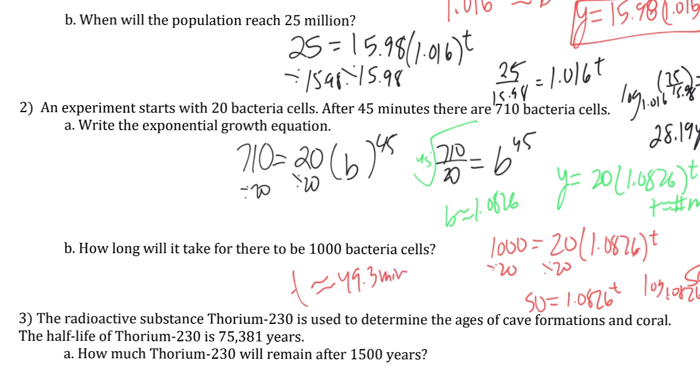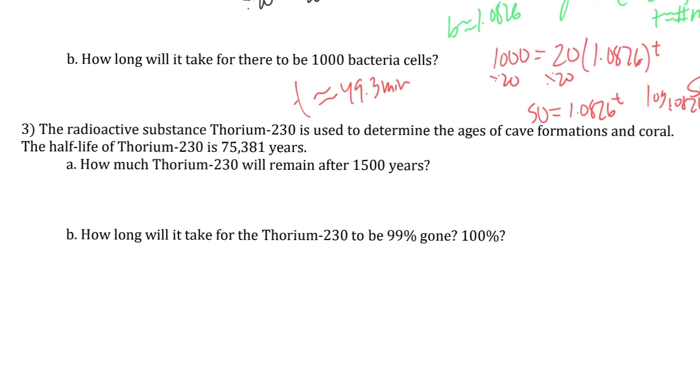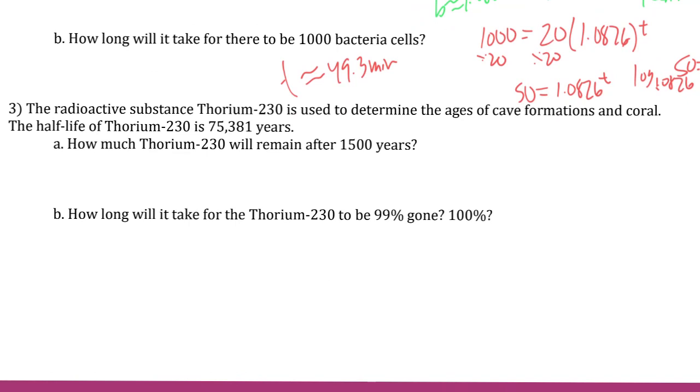Maybe about 50 minutes. So you just label your answer. Give me a decimal. And if you feel like you need to round, do it. Okay. The last thing we're going to talk about would be half-life. And I gave you the half-life equation yesterday. And so the half-life of thorium is 75,381 years.